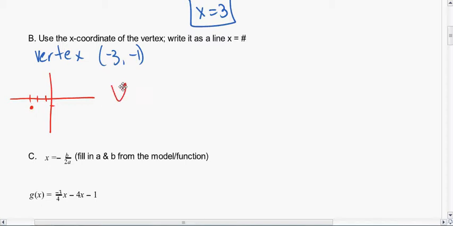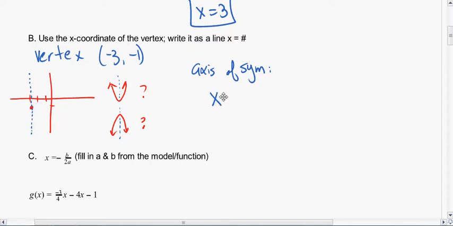Now I don't know whether this graph is opening up or opening down. I don't have that information, but I don't really need to know that to know what the axis of symmetry is, because whether it was opening up or opening down, the axis of symmetry is still going to be the same vertical line. It's going to be a vertical line that goes right through the vertex. So the equation of the axis of symmetry is always a vertical line's equation, which is x equals some number.